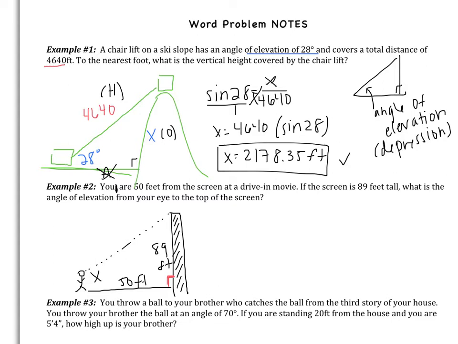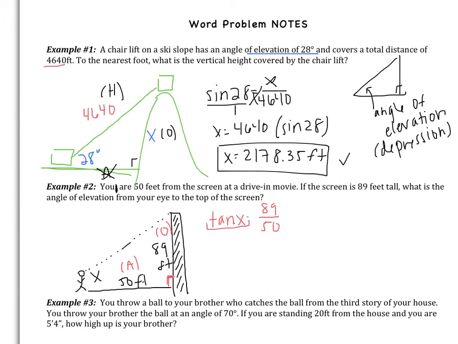Okay, I'm still going to have to use trig. In this case, I'm solving for an angle, so it's going to be inverse trig. I have the opposite side, and I have the adjacent side. Opposite and adjacent is going to be tangent. So I have the tangent of angle x equals the opposite side, which is 89, over the adjacent side, which is 50.